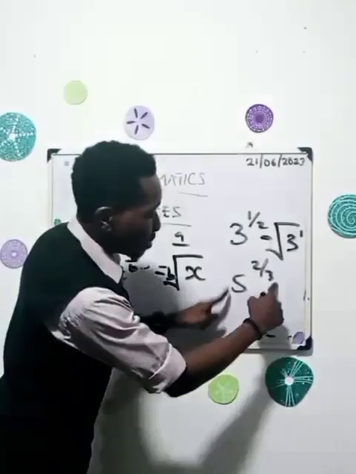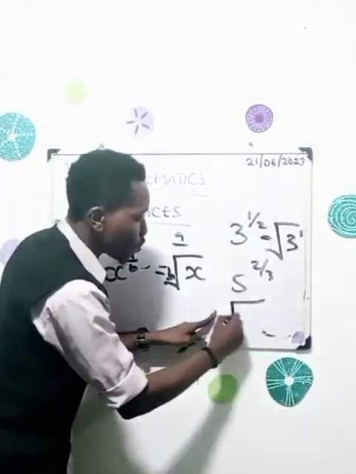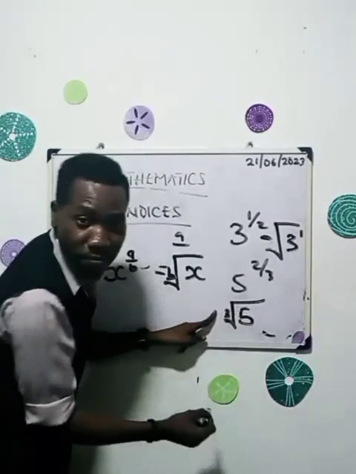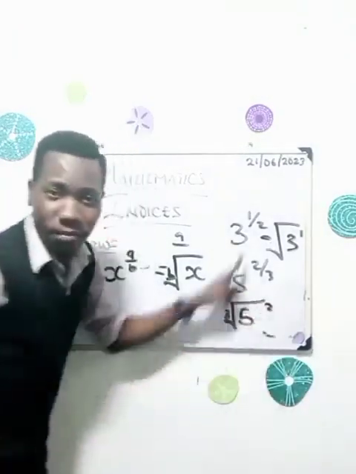What about this one? We have 3 down here, so we have 3 root, which is what? Cube root. So the cube root of 5 raised to the power of 2. That's what this becomes.